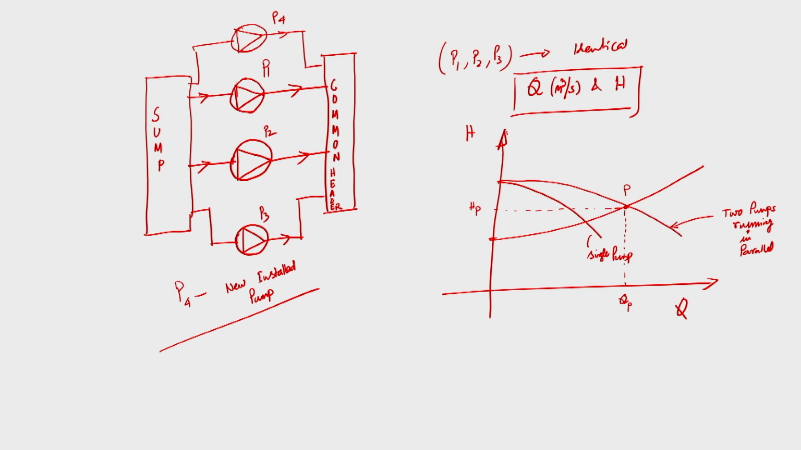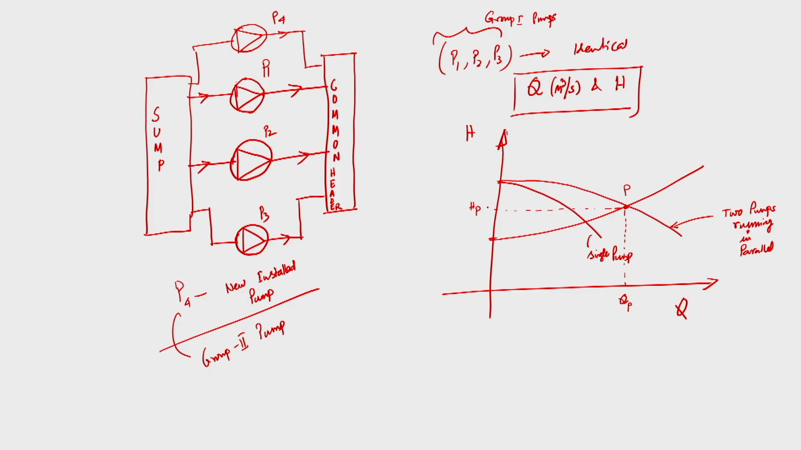So, what you have to do? P1, P2, P3 we are calling group 1 pumps, and P4 is another pump, that is a group 2 pump. By running two group 1 pumps in parallel, we are not able to meet the demand. So, what we have done, we have installed another pump, a group 2 pump, and that is connected in parallel with the existing pumps, and it is connected to the common header.